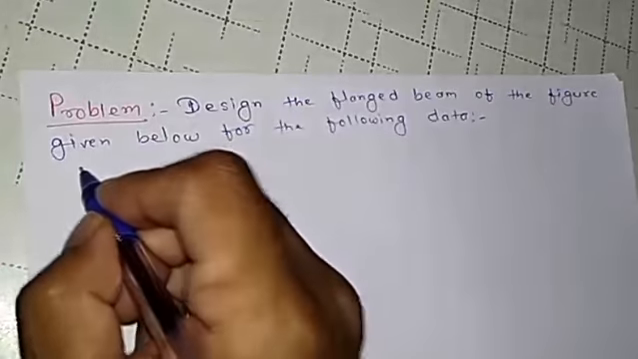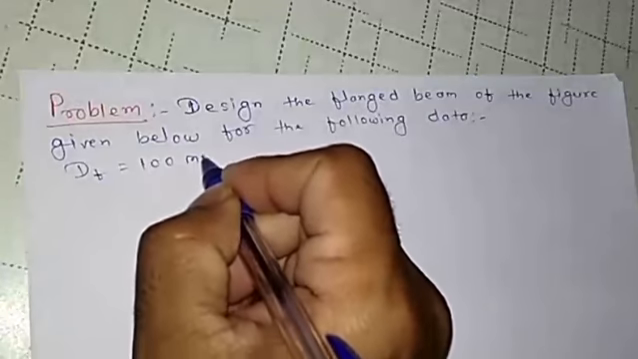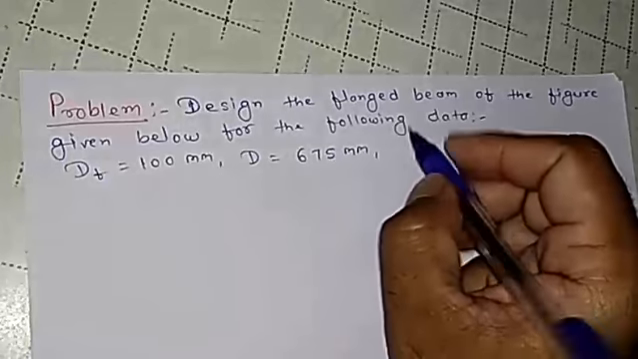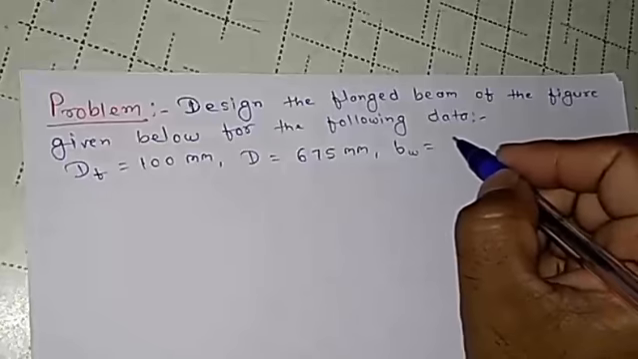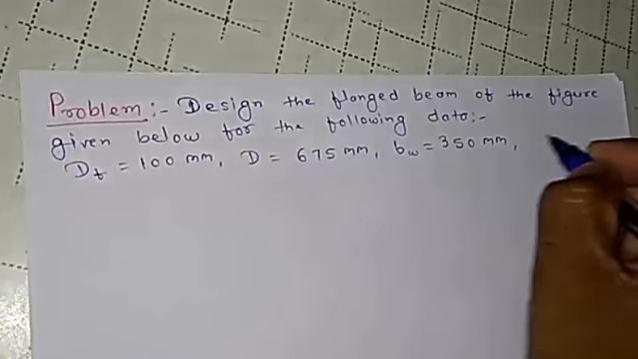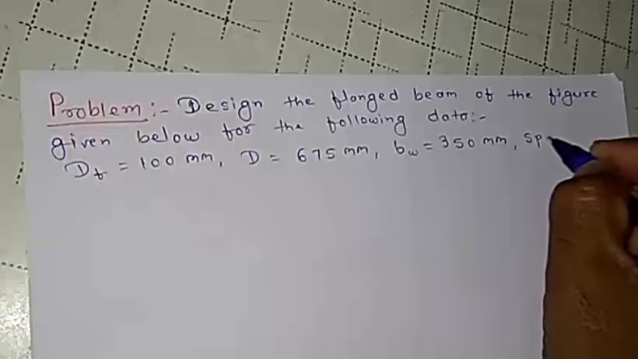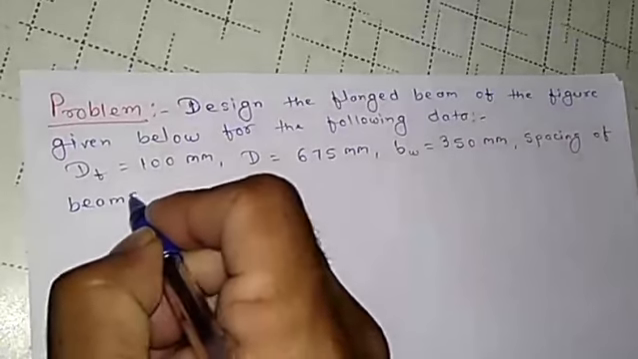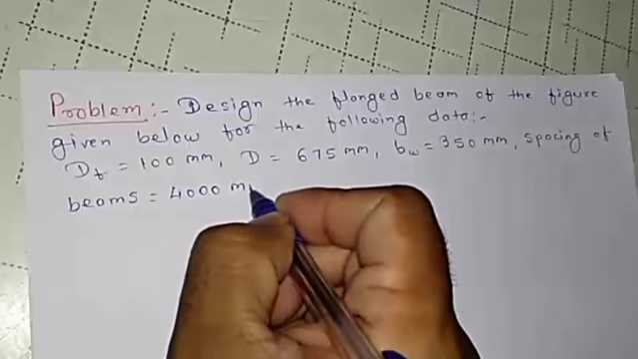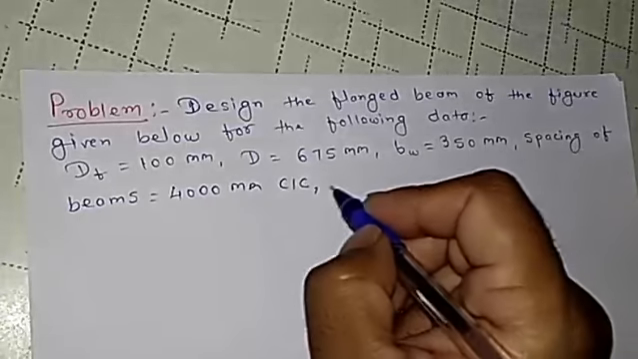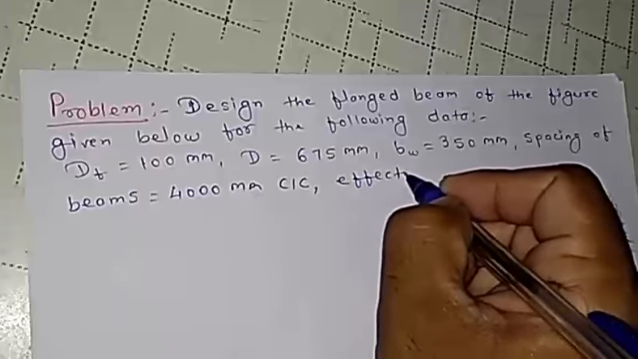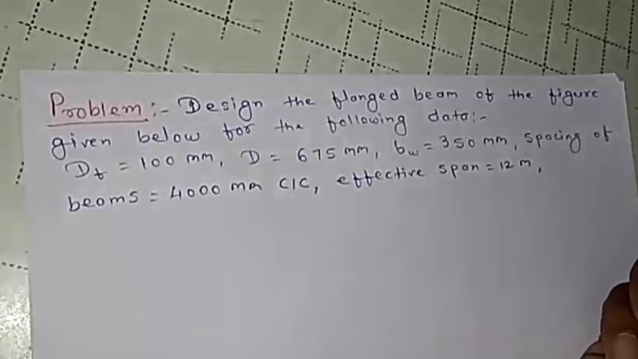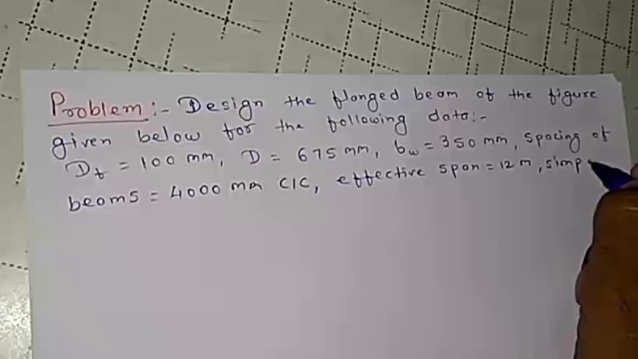The first one, that is the DF, which is equal to 100 mm. Capital D is 675 mm. BW is given as 350 mm. Spacing of beam is 4000 mm center to center. Effective span is given, that is 12 meter. It is a simply supported beam.